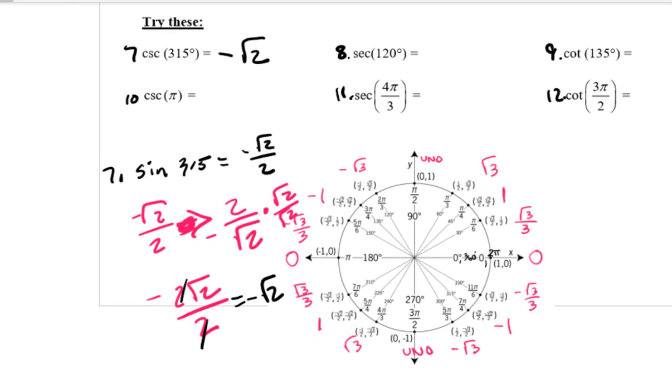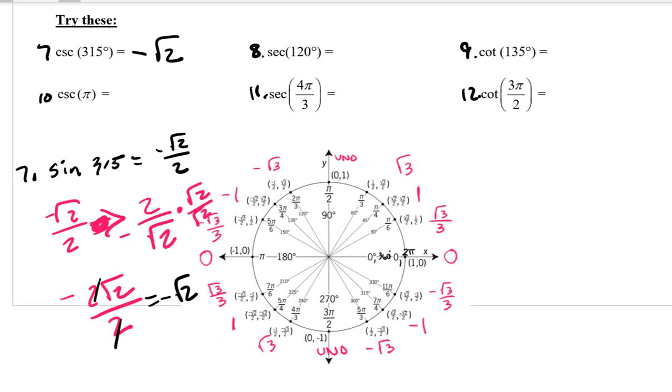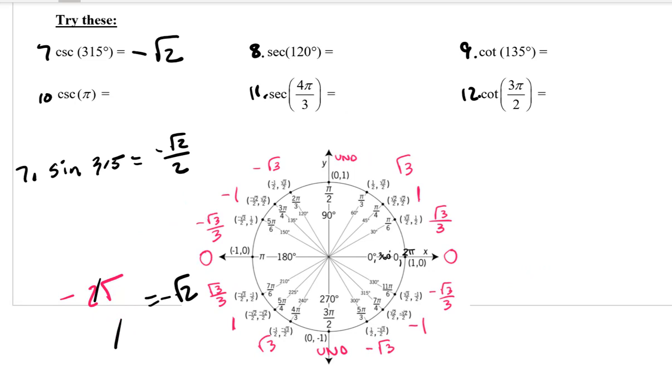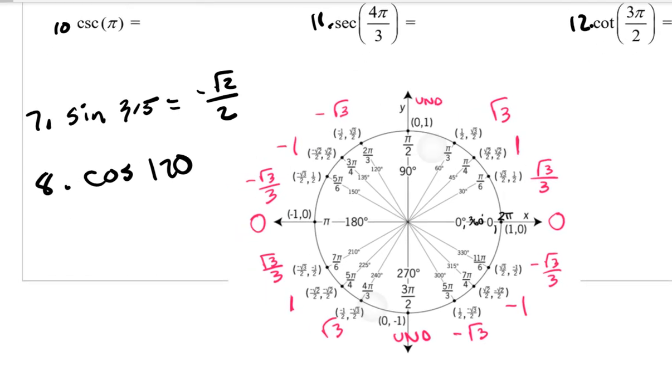Now when we look at secant of 120, secant is the reciprocal of cosine. In my brain, for number 8, I first ask, what's the cosine of 120? Cosine is the x-coordinate, so I look on the unit circle for the x-coordinate at 120. At 120, the x-coordinate is negative 1/2.